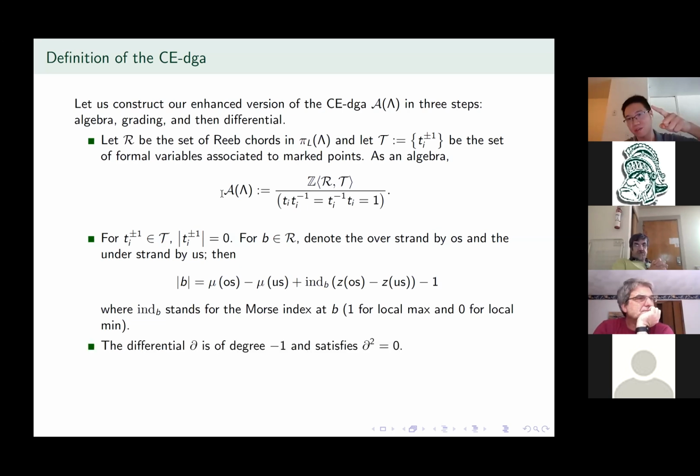Okay? And then the differential is harder to define. So first, the differential squares to 0. And the differential on the formal variable t_i is 0.